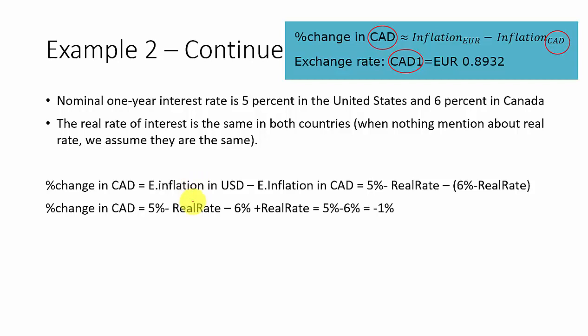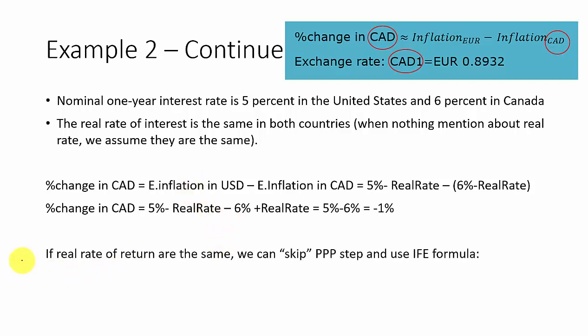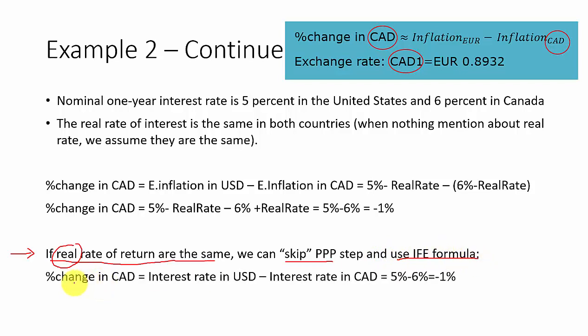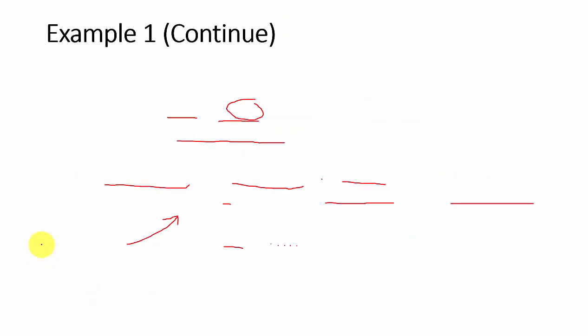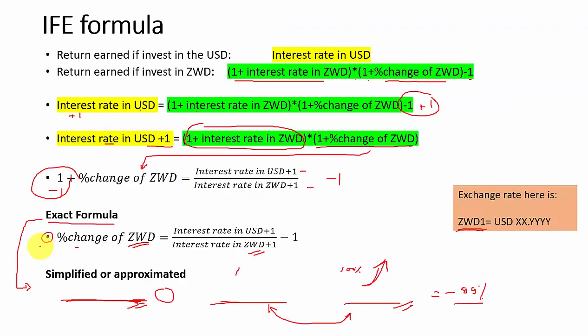Continue our previous slide. Over here, I suggest that when the real interest rates are the same, we can skip the PPP step and use the IFE right away. In other words, here's the IFE approximation. Let me show you again. Before we get here, approximation here. Change in Canadian dollar equal to interest rate in US minus interest rate in Canada, right?